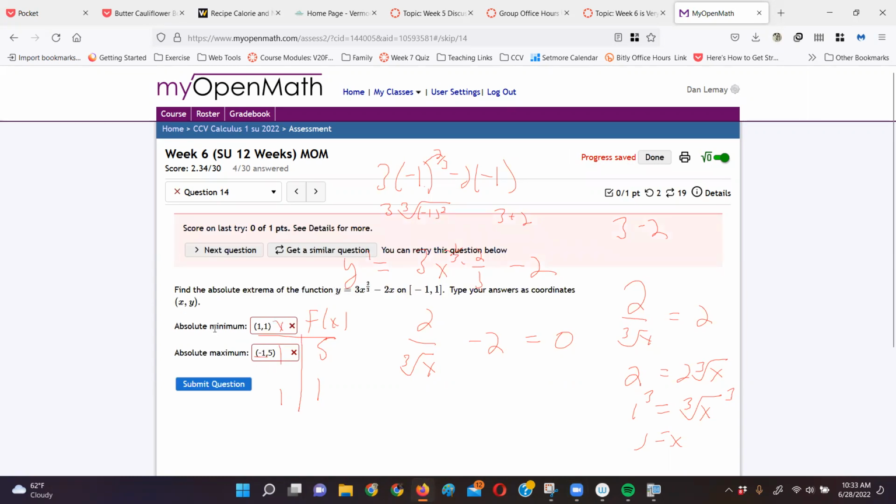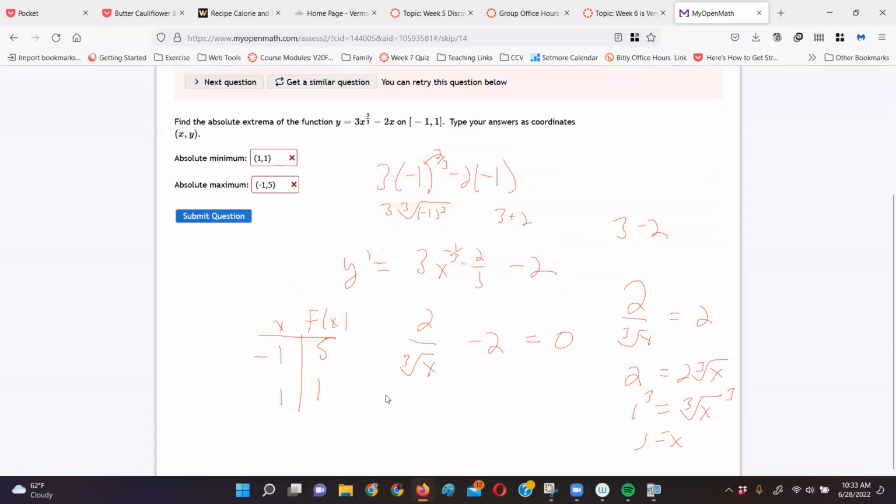No, it didn't like something. Oh. 1, 1, negative 1, 5. Let's see what I did wrong. Let's see here. Here's my derivative. Oh. You probably caught this. You probably caught my mistake. What the heck is Dan doing?